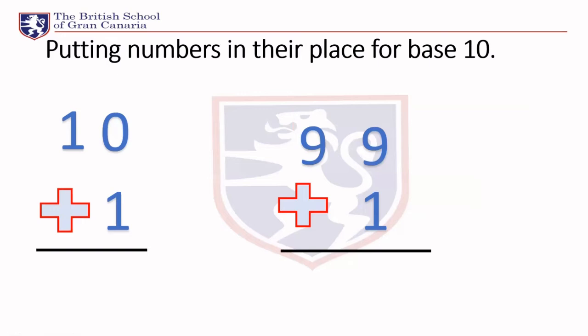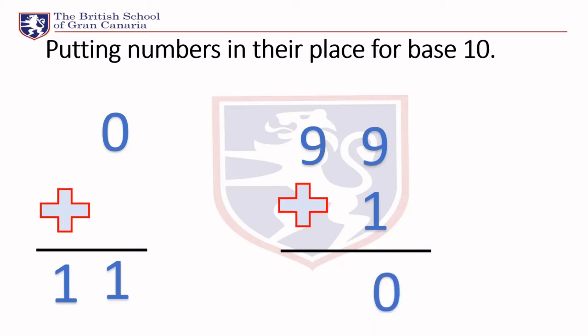Now, putting the numbers in their place for base 10. This is how we understand the numbers in very simple terms. For example, when you were in primary school, your teachers would have taught you how to add up and divide and so on. So here we've got 0 add 1, okay? And there we go, to make that 11.